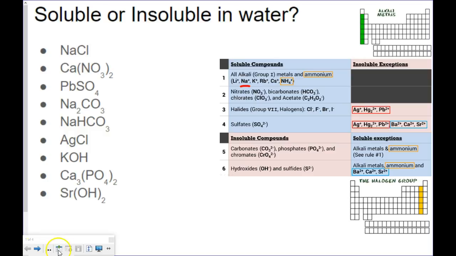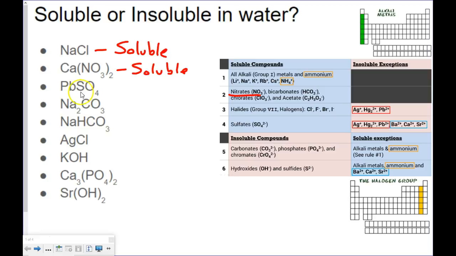First one, sodium chloride. I'm going to be marking that one as soluble. Main reason that one's going to be soluble is because sodium is going to be one of our alkali metals from group 1. Next one, we have calcium nitrate. That one is also going to be soluble. All nitrates are soluble, no exceptions.